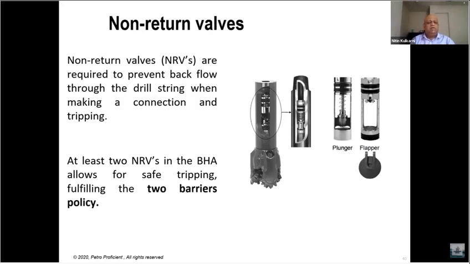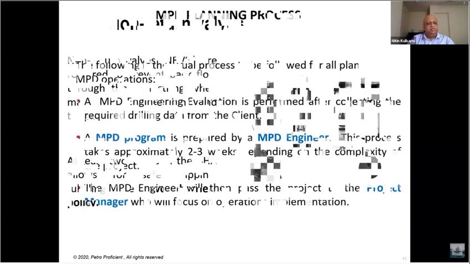These drill string valves are installed even when you are not using MPD, but it is very important, and we need to have two NRVs. This is something that the BHA will normally have, but you should be aware of it.